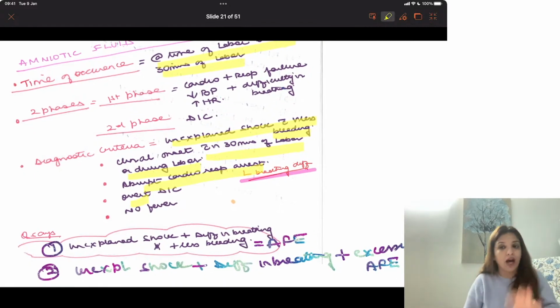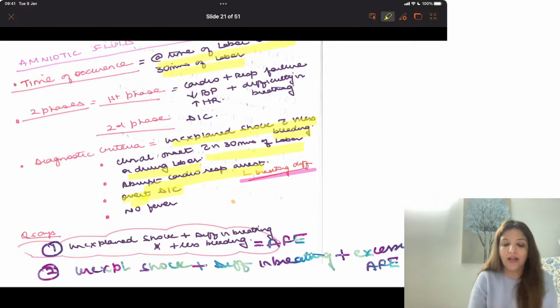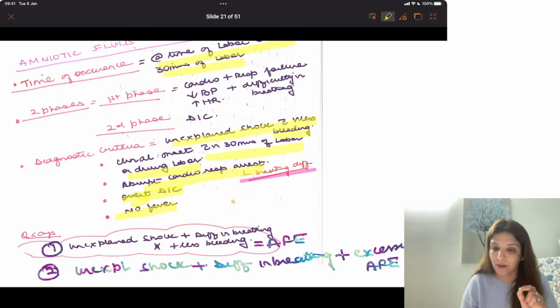cardiorespiratory arrest. In uterine inversion you get shock, but not respiratory arrest. Difficulty in breathing, you never get in uterine inversion. Difficulty in breathing, you never get in PPH. This difficulty in breathing you get in case of amniotic fluid embolism. Overt DIC and no fever. This is the diagnostic criteria for amniotic fluid embolism.